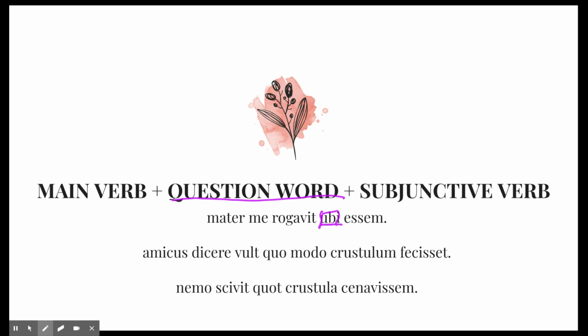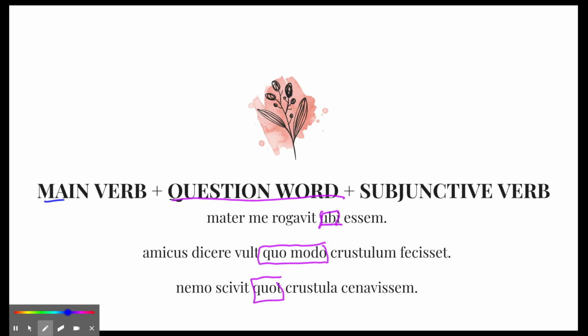Amicus dicere volt quomodo crustulum fecisset. Quomodo, that's a question word. Nemo scivit quot crustula comedisset. Quot, that's a question word. All right, let's see what else I can see in this pattern.